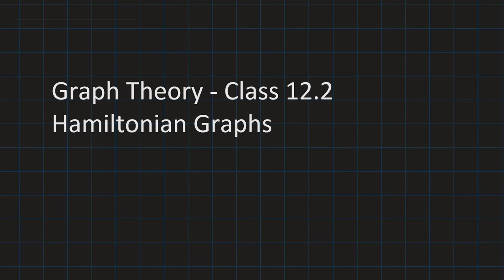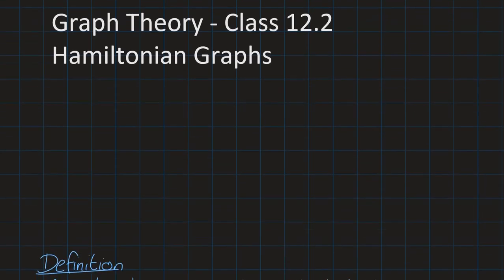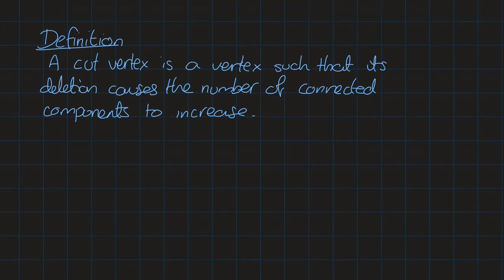Graph Theory Class 12 Video 2. In this video we're going to talk about Hamiltonian graphs, and in particular we're going to talk about a theorem which helps to determine if a graph is not Hamiltonian. But before we can actually get on to the theorem, we need to do a quick definition first for something which will be useful in the theorem.